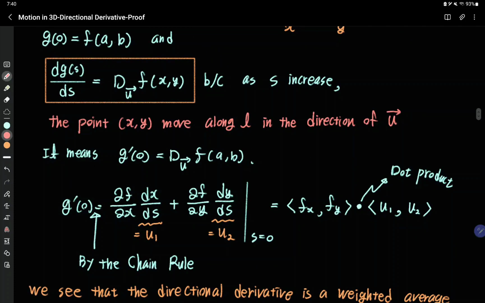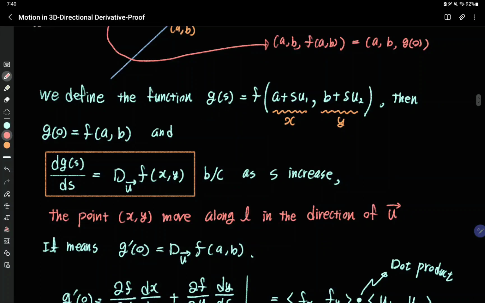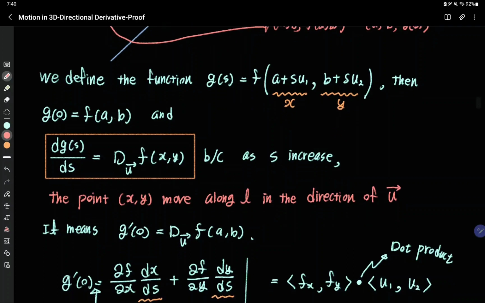Now using the chain rule, we can figure out g'(0). G' is a derivative of f, but f is a function of x and y, where x is a + s·u1 and y is b + s·u2. So x and y are also functions of s, and we have to use the chain rule.